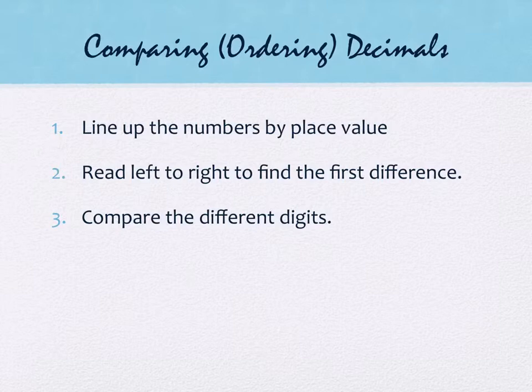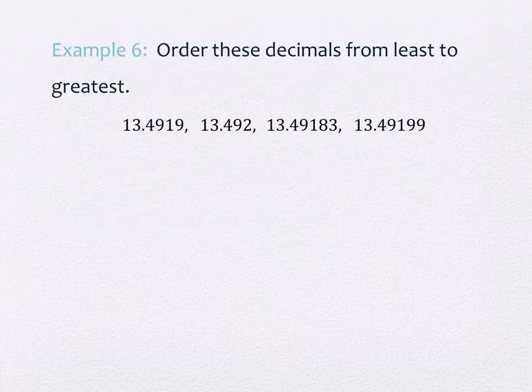We're going to read the numbers from left to right and find the first place where they are different. And then the third thing is we're going to compare the different digits. So as we compare them from left to right, which one's smaller, which one's bigger, between the first one and the second one and the third one, and so forth.